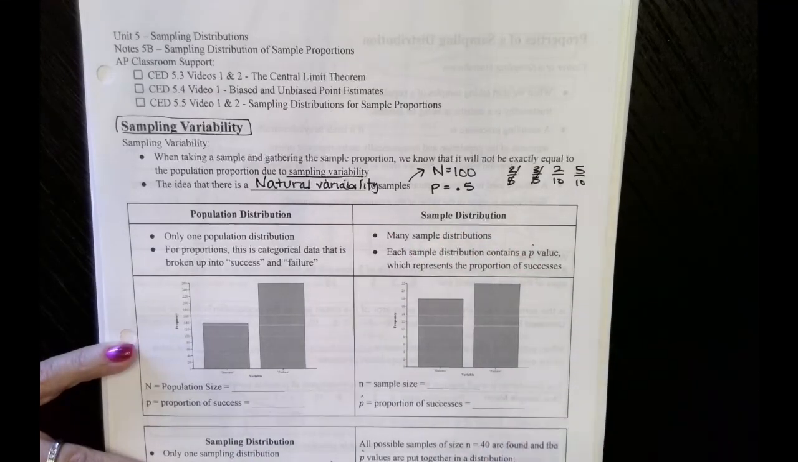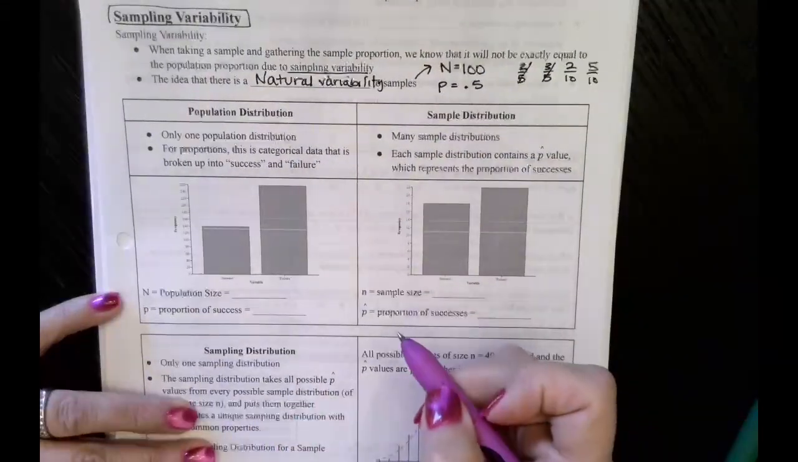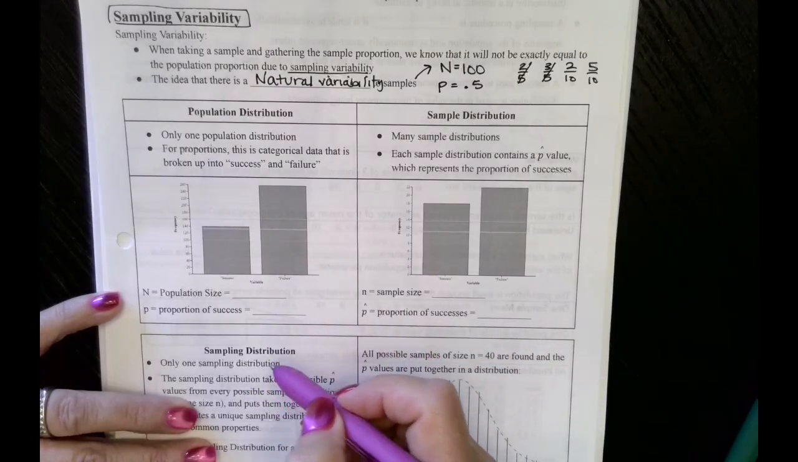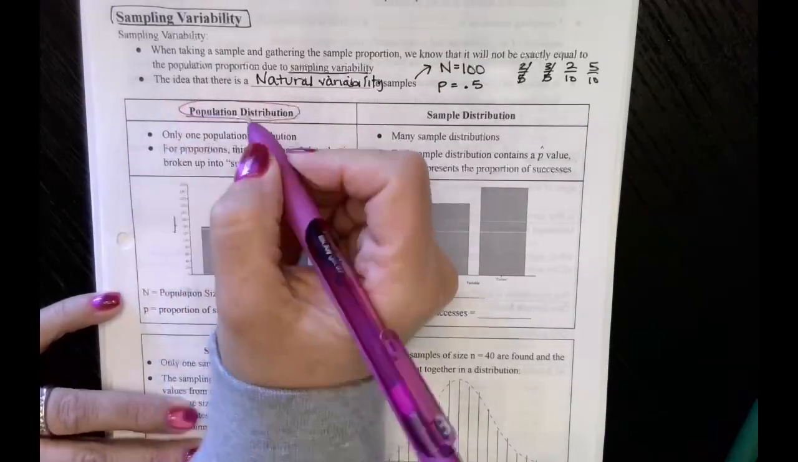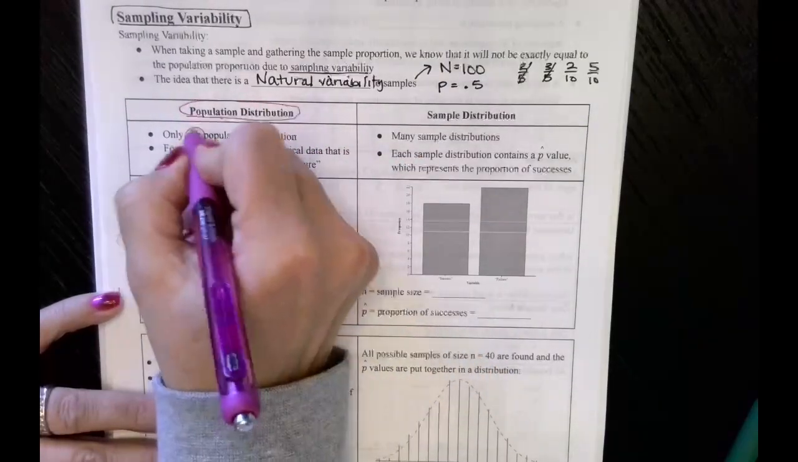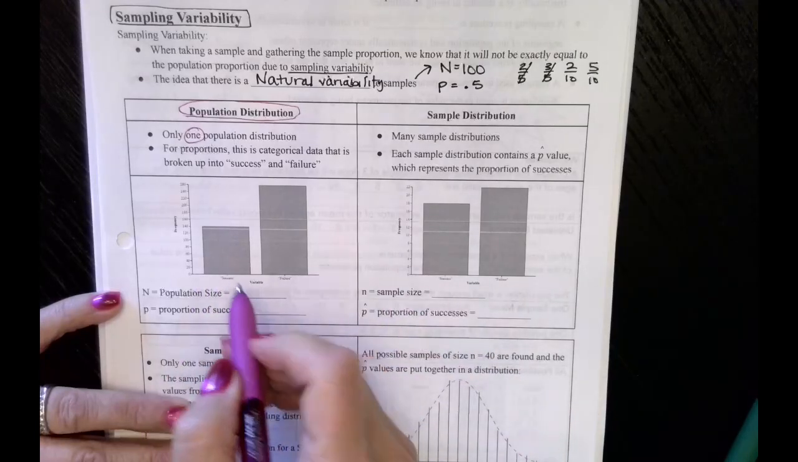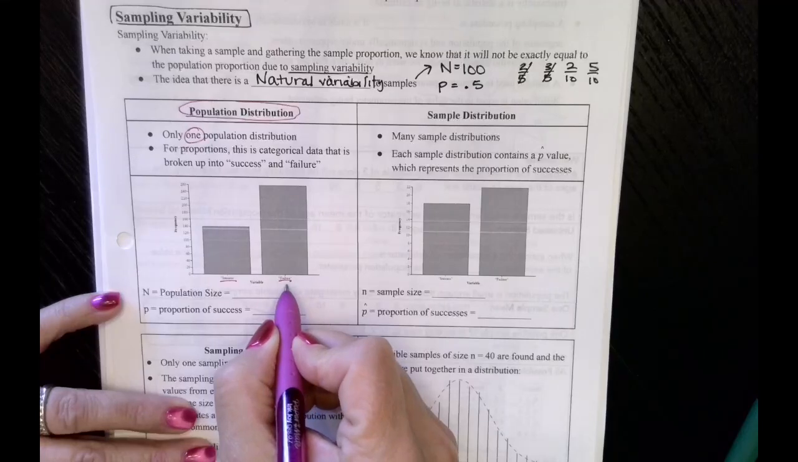So let's talk about all this vocabulary. That's what this first page is here. We're talking about this vocabulary, and then we're going to talk about how that affects our sampling distribution. So what happens is we have this population distribution. And population distribution means we have one population distribution. So on this side, we have successes and we have failures. So this is categorical.